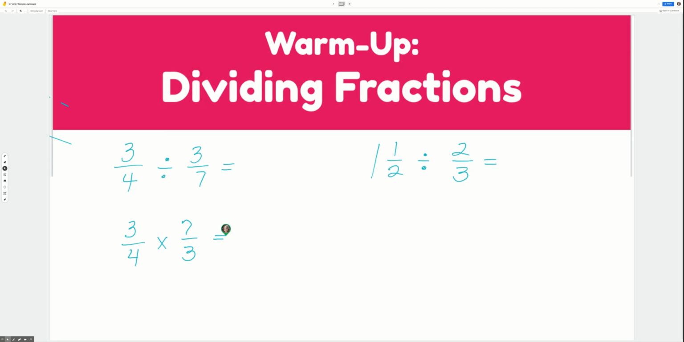Now, I believe in cross simplifying, and as you can see, I have a 3 on the top and a 3 on the bottom. So I can say, all right, 3 divided by 3 is 1. 3 divided by 3 is 1. It just makes simplifying at the end much smoother. So I can take 1 times 7 and get 7. And I can take 4 times 1 and get 4. So my answer is 7/4. And I can also write that as 1 3/4.